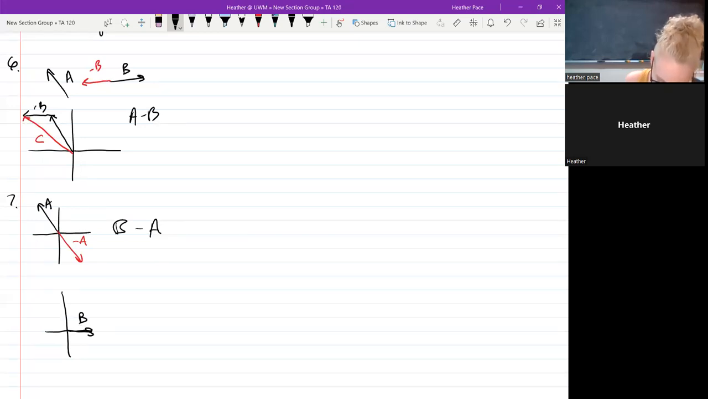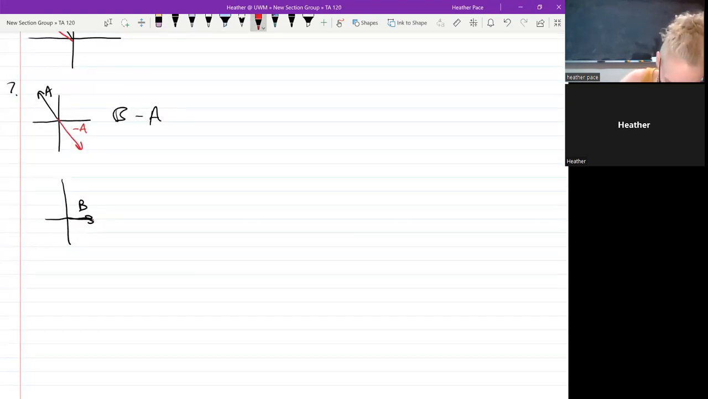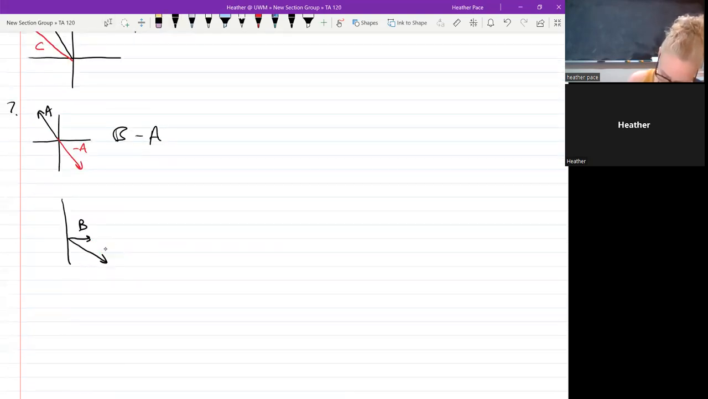This is B. And negative A looks like this, maybe more like that. All right, so if we again are going to draw a line from the origin to where we ended, our answer, C, is going to look like this.